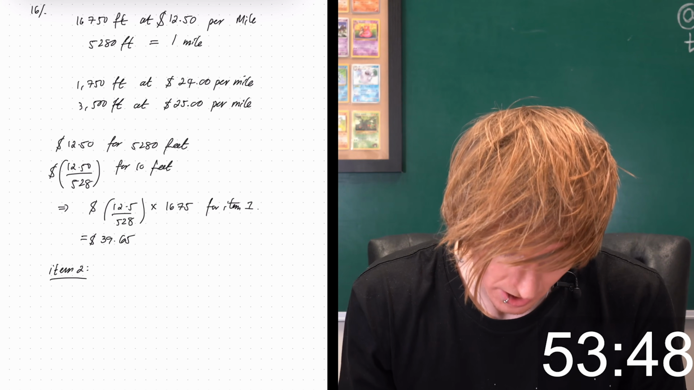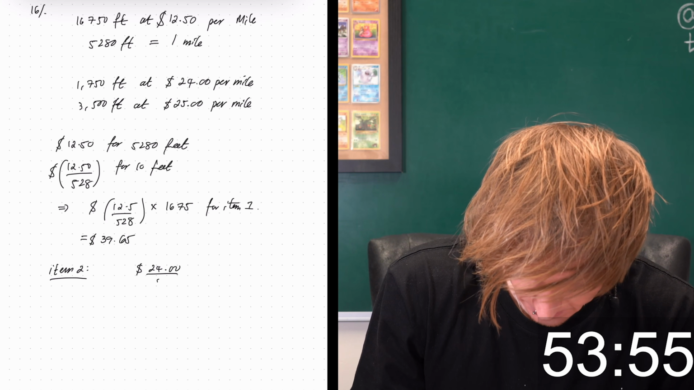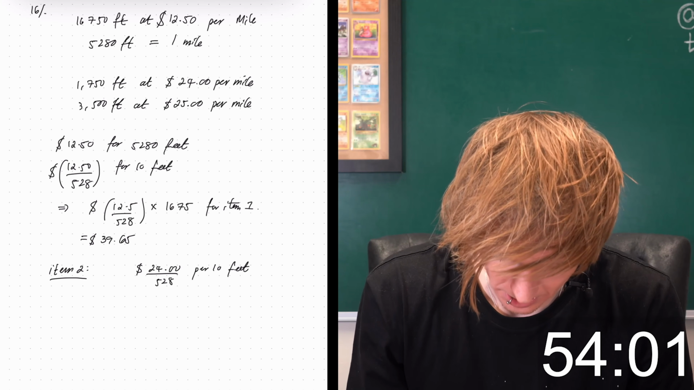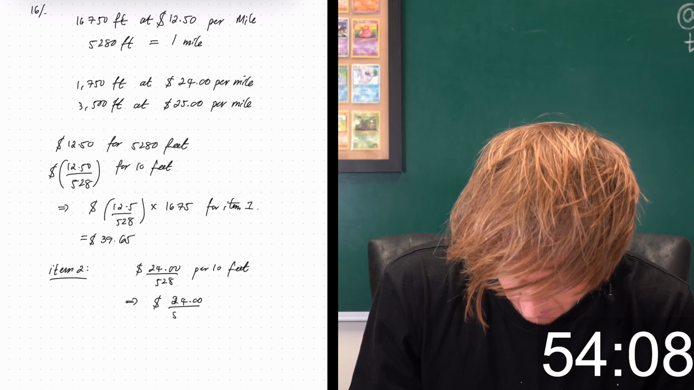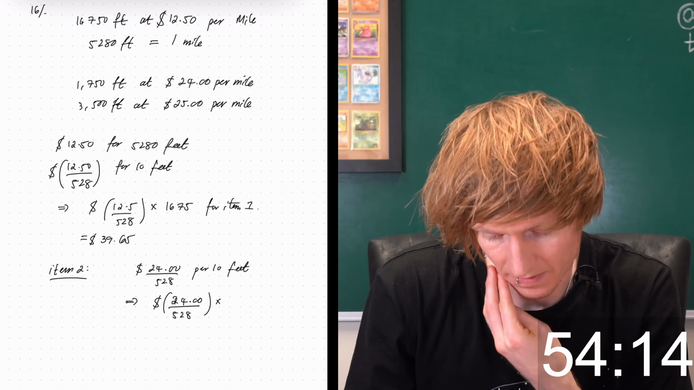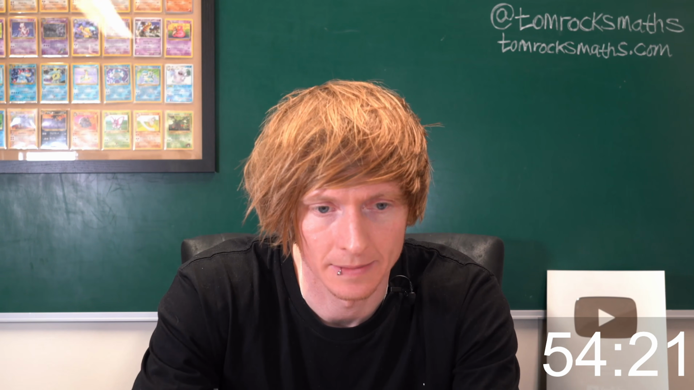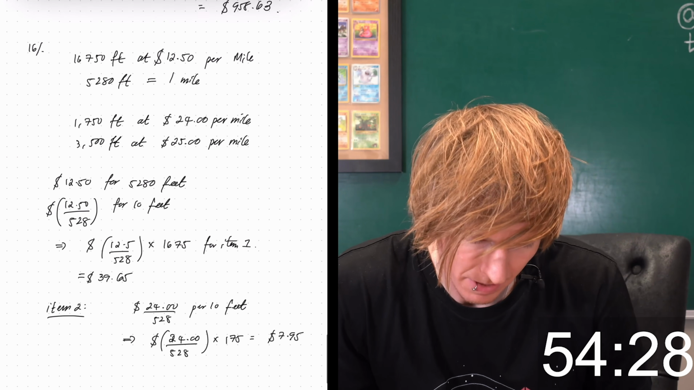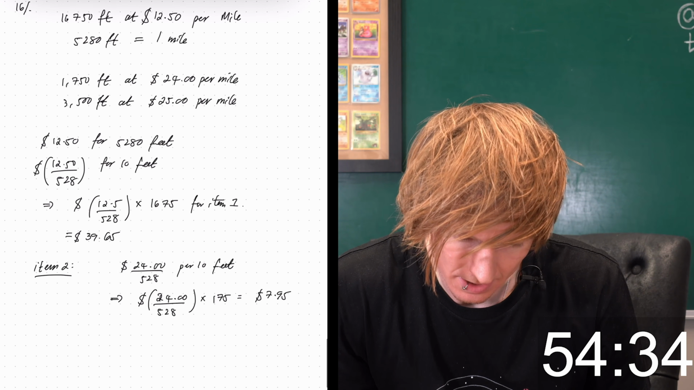And then item 2, similar calculation. We know that it's 24 divided by 528 per 10 feet. And so we want 24 divided by 528 multiplied by how many lots of 10 feet did we buy? We bought 175 lots. So that's now going to be $7.95. Does that sound about right? It does, because it's a much shorter amount. Yep, cool, that works.